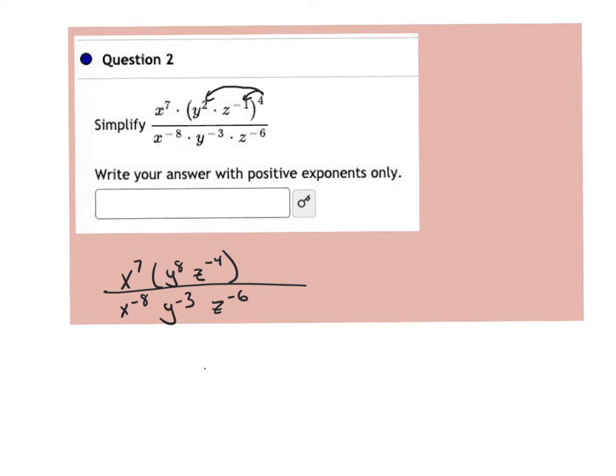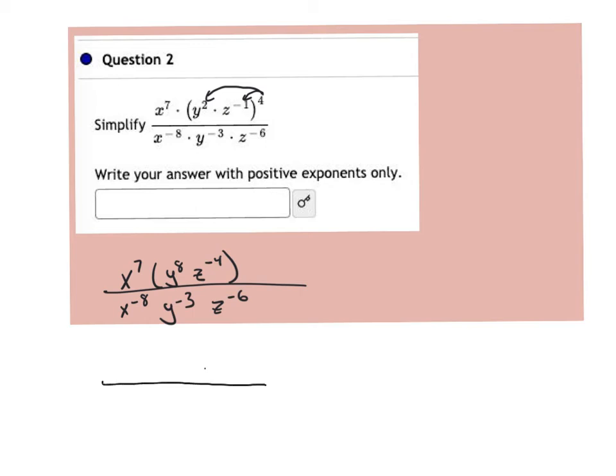Now, I have these parentheses here because they were there, so I just wanted to keep them there and show them. However, they really don't mean anything different than if they were gone, because all I'm doing is multiplying these together. So what I'm going to do now is use the quotient rule with each one of these variables to try and come up with the answer. So it'll look something like this.